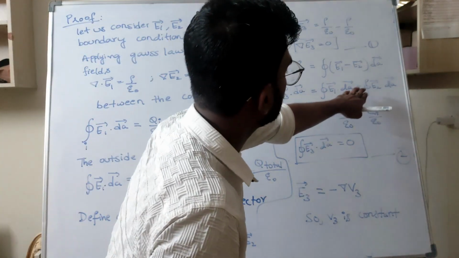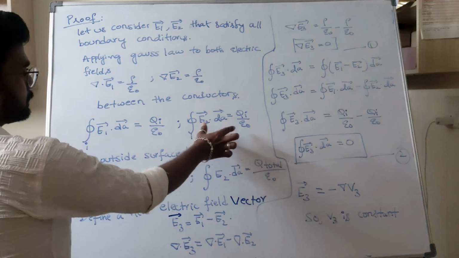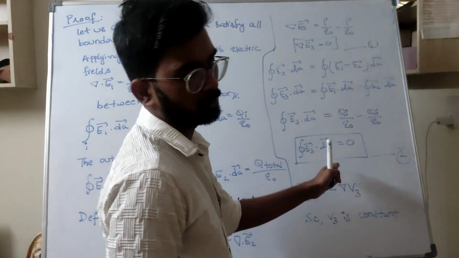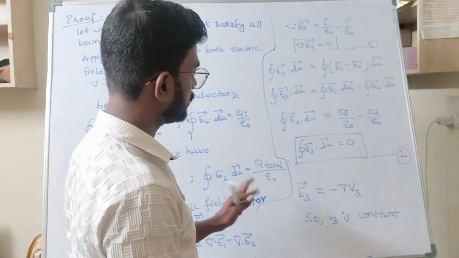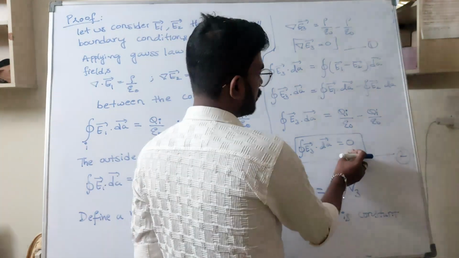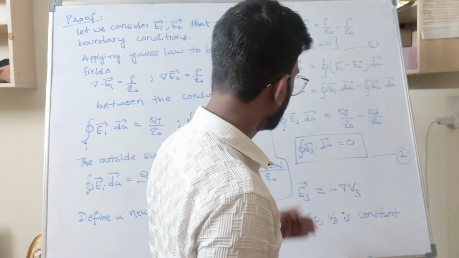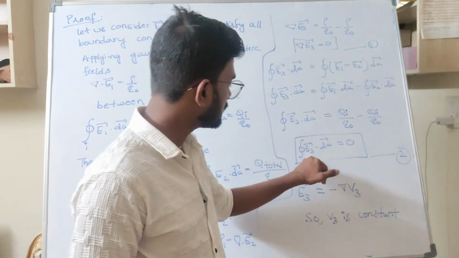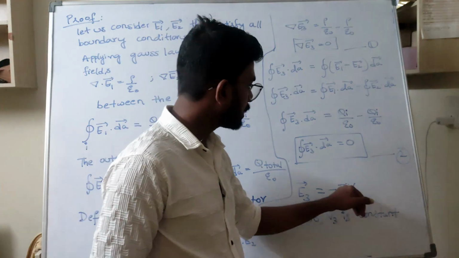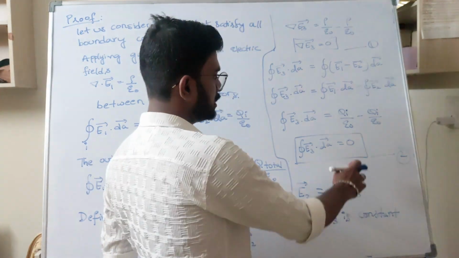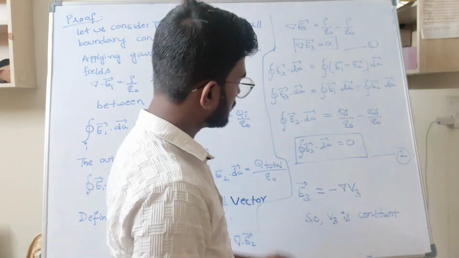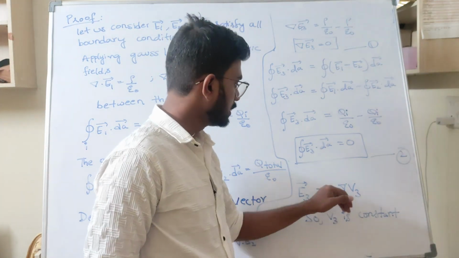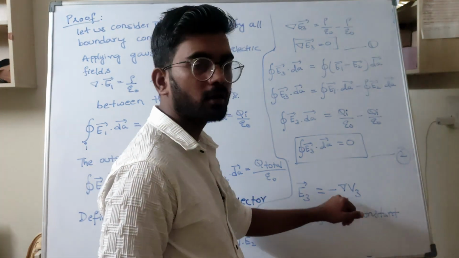Here also E2 bar is Qi by epsilon. Now after subtracting, I got 0. This is equation 2. Now as the closed integral is 0, I can define this as minus del of V3, because differentiation of V3 is 0, so I can take E3 as minus del of V3.